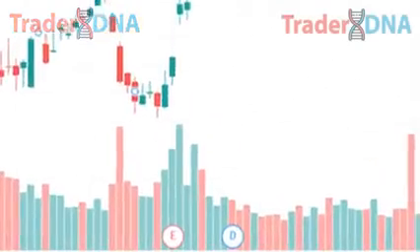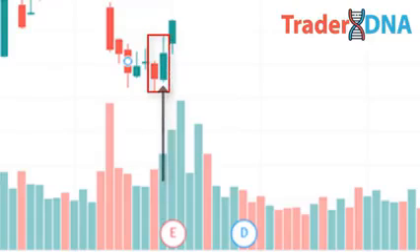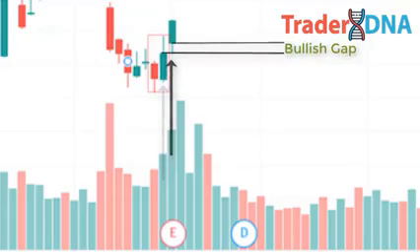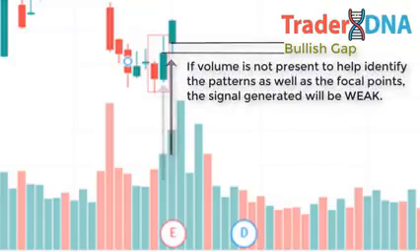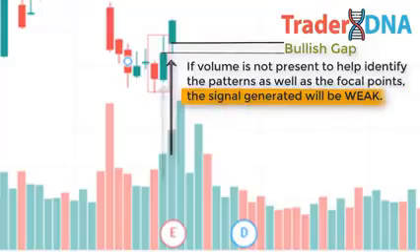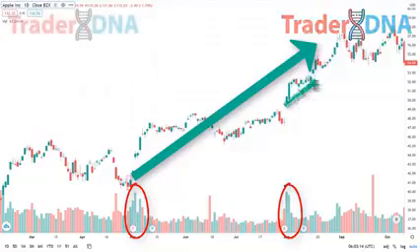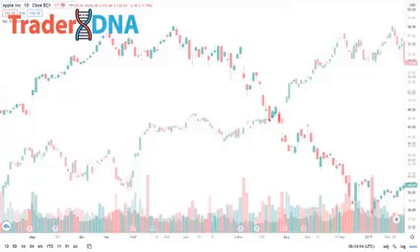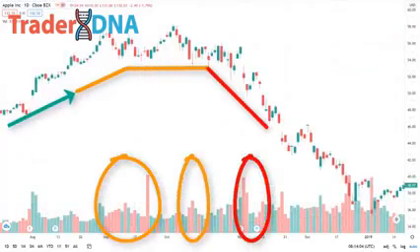Volume is also used to confirm price action patterns, for example pin bar, engulfing, double top and bottom, flags, head and shoulders. Among these patterns, there are focal points that hold important information vital to day traders. This simply means that if volume is not present to help identify the patterns as well as the focal points, the signal generated will be weak. Lastly, price is known to precede volume, and if closely monitored, it helps one form ideas regarding trend reversals. Case in point, if there is a decrease in volume in the uptrend, this helps to show that the uptrend is about to end.